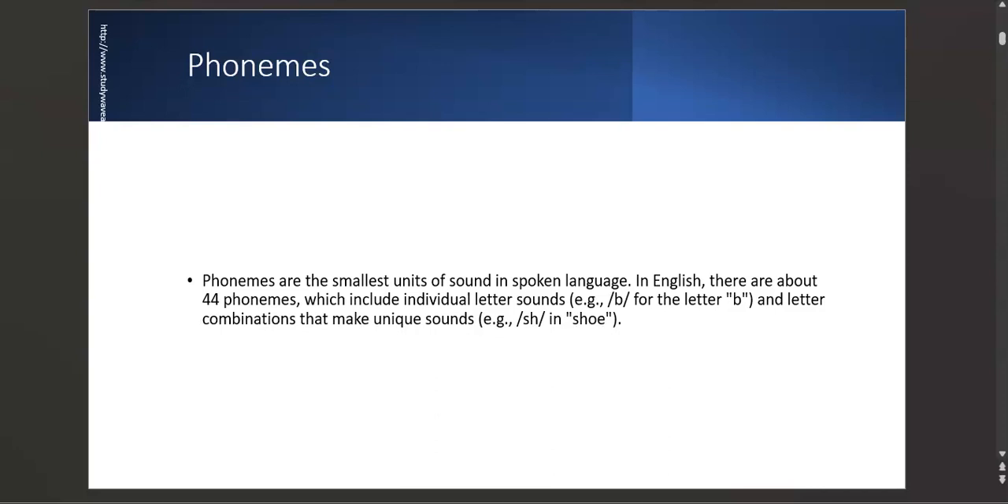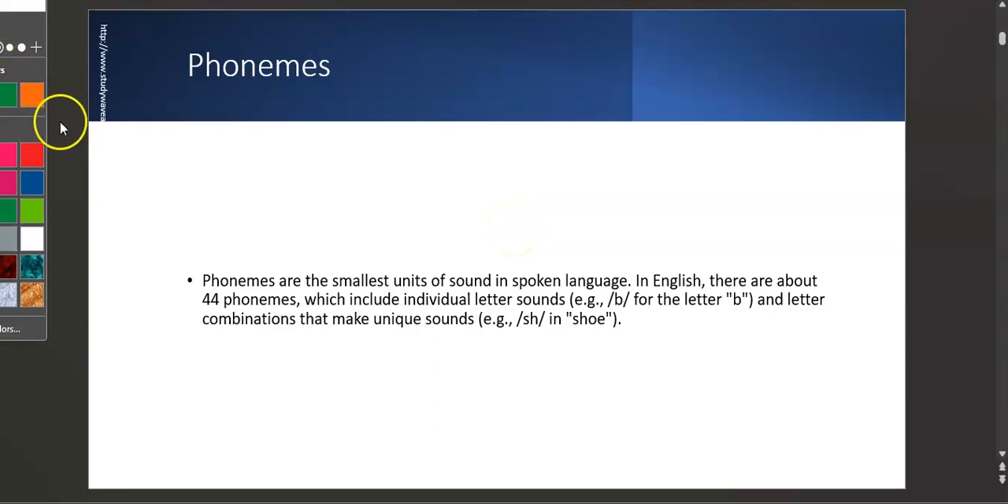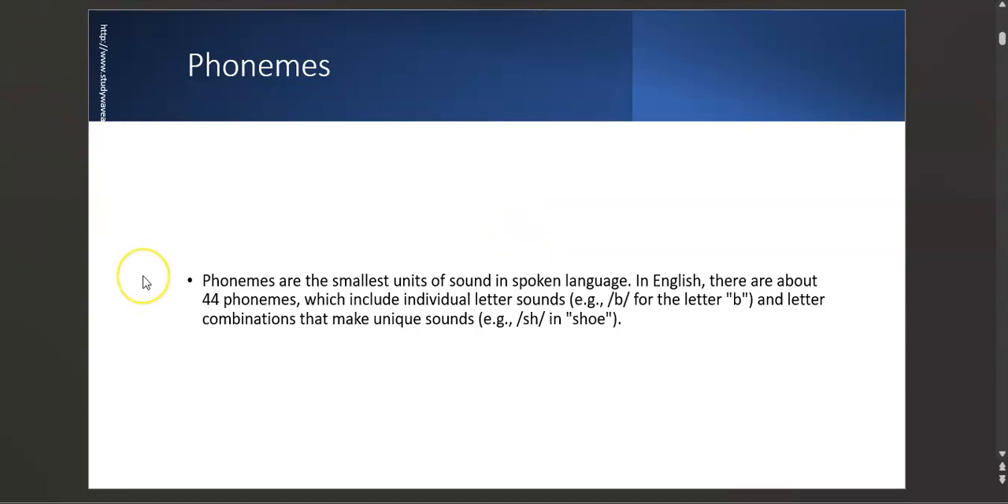b, and the letter b, and letter combinations that make unique sounds, such as the sh, which is found in shoes. Now, this is just an explanation, but very, very easy, very simple to understand. What you need to understand here is that phonics are the smallest units of sound in the spoken language. So we have 44 phonics, and I believe there are other phonemes that we will get to learn about.